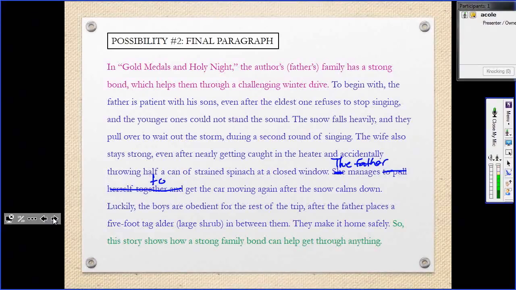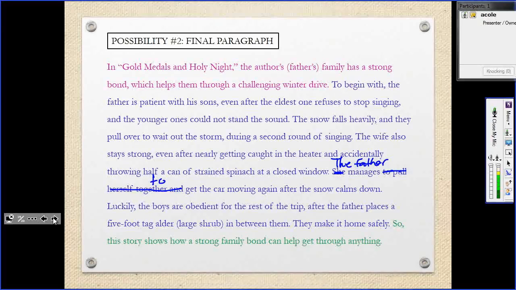So after my third reading, I realized that it was the father that was driving. I know it said that the wife was the co-pilot, but it took me a while to figure that out. All right, and that's okay. Don't be afraid to read a story several times if you need to.